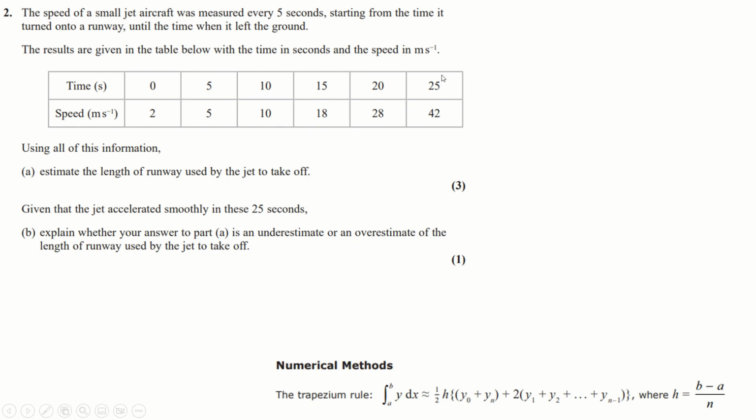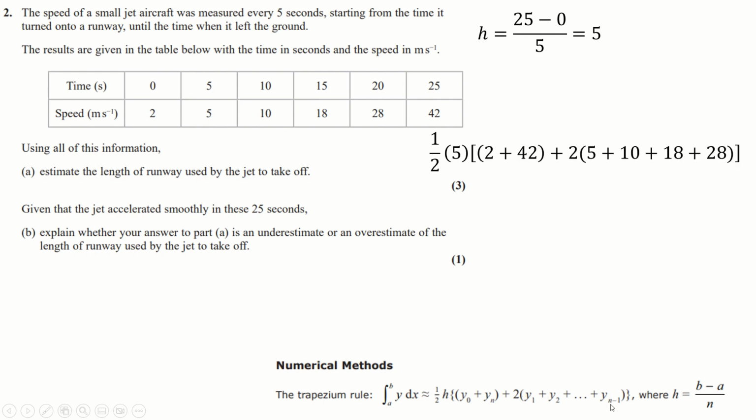So h is 25 minus 0 divided by, 1, 2, 3, 4, 5 shapes will be made here between this, this, this, this, and this. So h is 25 minus 0 over 5, which is 5. And then we can just put everything in the formula. This and this are y0 and yn, and then these ones in the middle here are the ones that get times by 2. And we get this answer to finish.